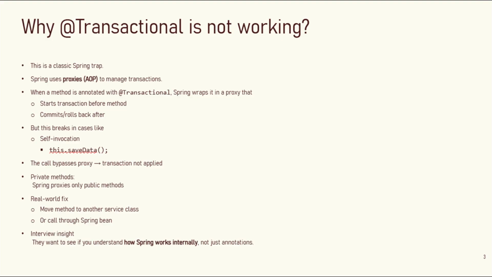Why @Transactional is not working. This is a classic Spring trap. Spring uses proxies, AOP, to manage transactions. When a method is annotated with @Transactional, Spring wraps it in a proxy that starts a transaction before the method, and commits or rolls back after. But this breaks in cases like self-invocation. This.save(data): the call bypasses the proxy, so the transaction is not applied.